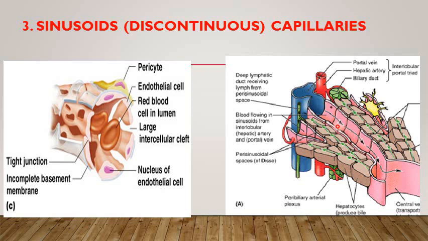In these hepatic sinusoids, the nutrients pass through and are absorbed into the hepatocytes, which are the liver cells, and then they enter into the metabolic processes. So these are known as the sinusoids, which are also known as discontinuous capillaries. I hope you understand it.